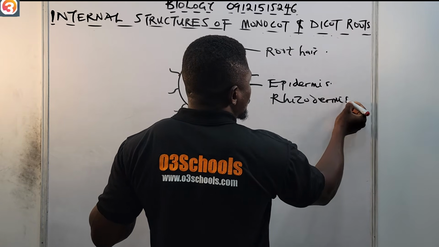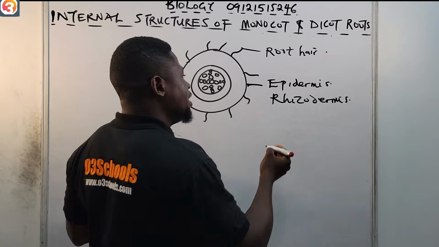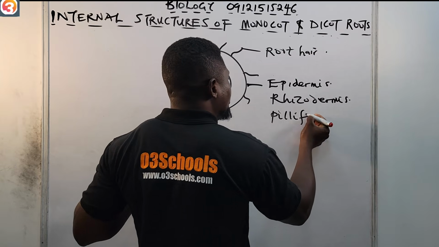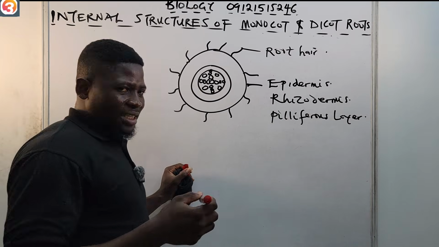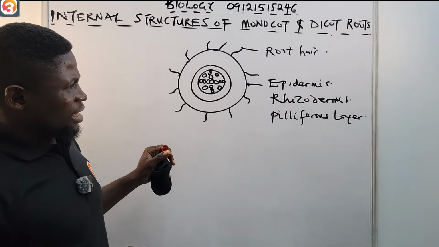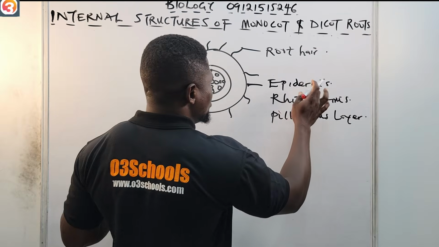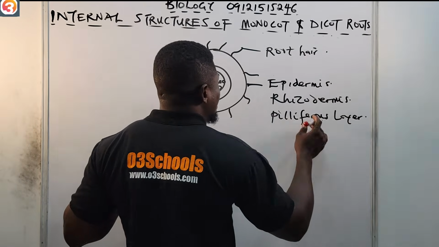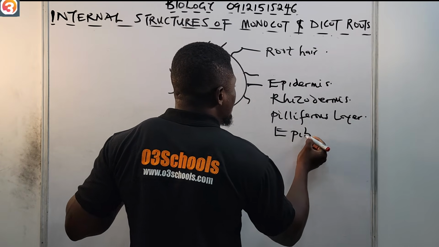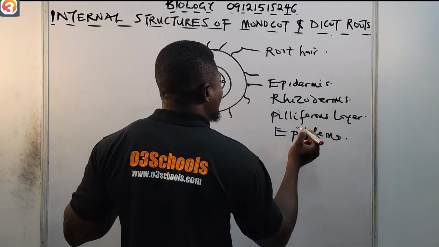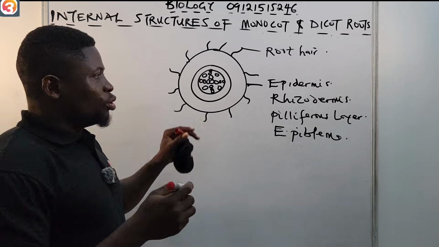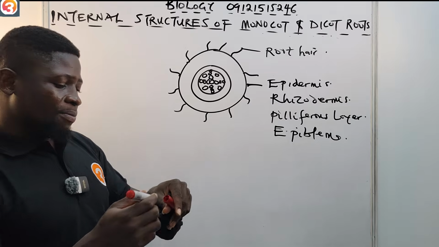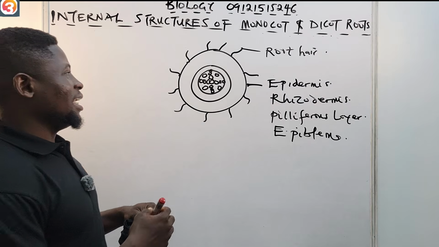Rhizodermis. You can also hear it called the piliferous layer. You can also hear it being called another name; once I remember, I'll let you know. So epidermis, rhizodermis, piliferous layer. It can also be called the epiblema. These are the names you can call the epidermis, the outer layer.